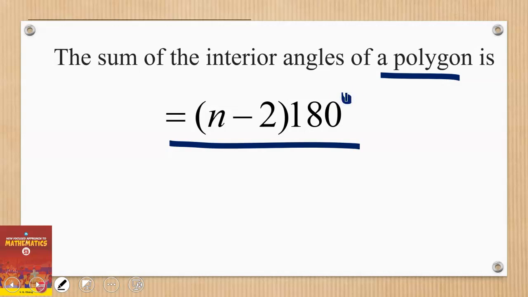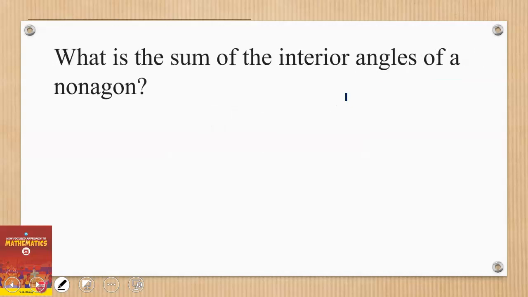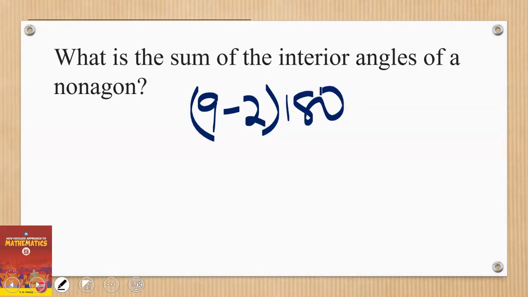So based on this concept, you can solve questions. For example, what is the sum of the interior angles of a nonagon? A nonagon is a polygon with 9 sides. And so if we take n minus 2 and multiply the result by 180, we could know the sum of the interior angles of the polygon.